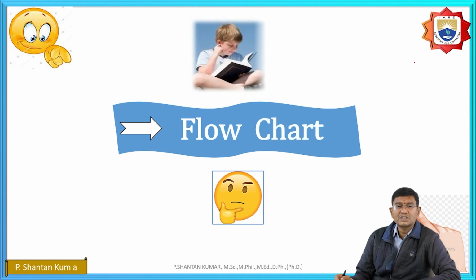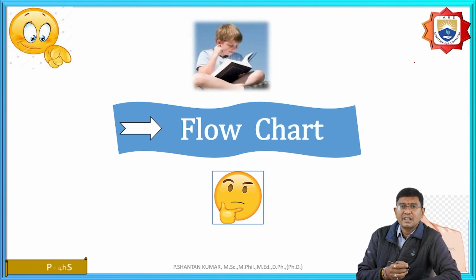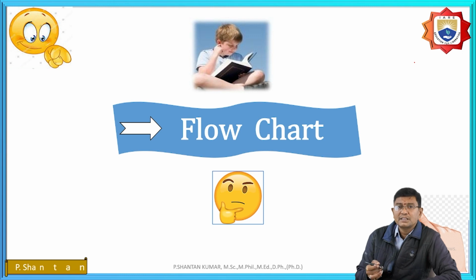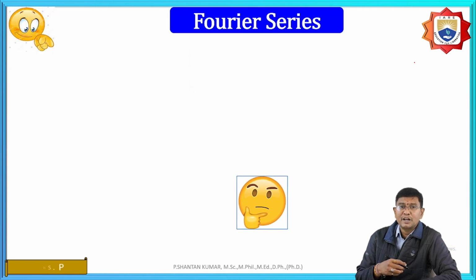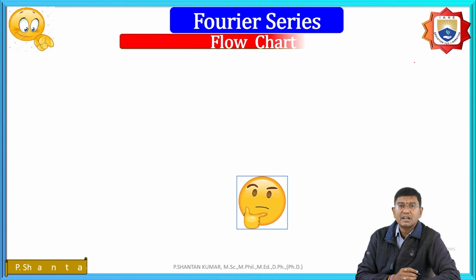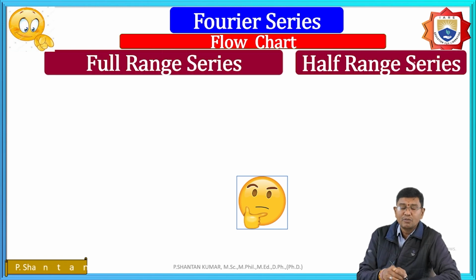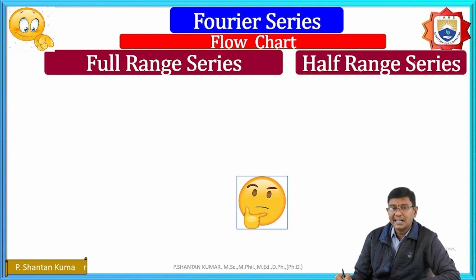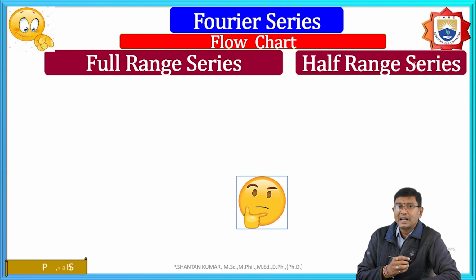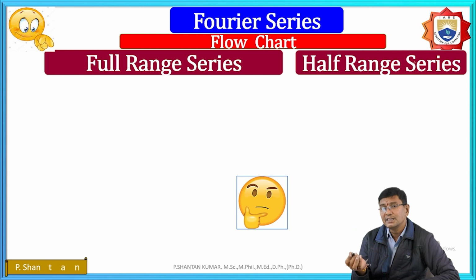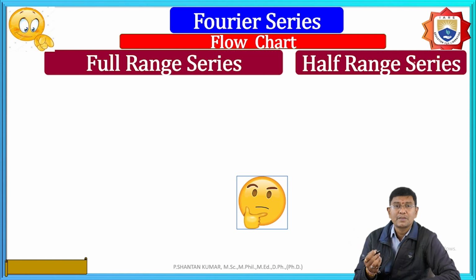Now, the flow chart. While we discuss this whole Fourier series, we need to keep the flow chart in mind. When we find the values a naught, an and bn, the Fourier coefficients, if you remember this flow chart, the entire Fourier series is easy to understand. Here there is a full range series and also the half range series. As we know, the full range series has limits minus pi to pi or 0 to 2 pi, and the half range series has limits 0 to pi only.